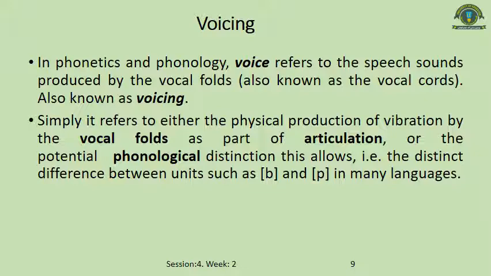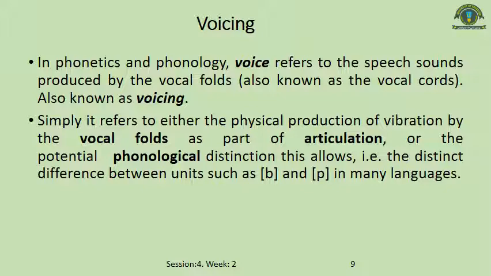And at the same time, I hope you know what the position of the vocal cords is inside the human body. Yes, exactly, the larynx part, of course. Inside it, remember, there is a processor, the voice box. So that is the place, remember, that determines whether one sound is voiced or voiceless. And then the statement further says, simply it refers to either the physical production of vibration by the vocal folds or as part of articulation, or the potential phonological distinction this allows. That is to say, the distinct difference between units such as b and p in many languages.